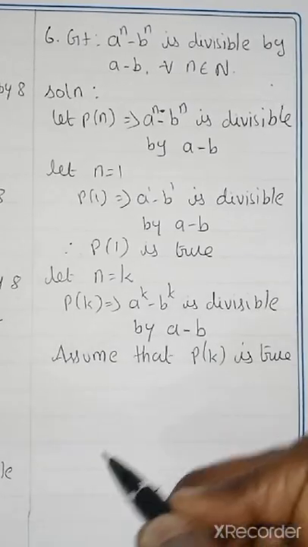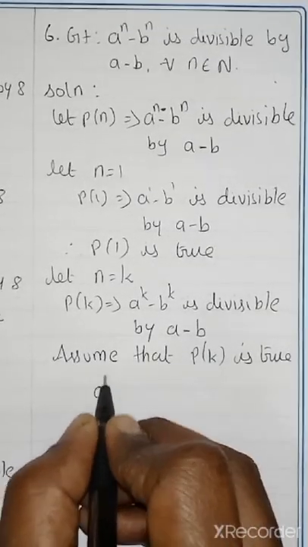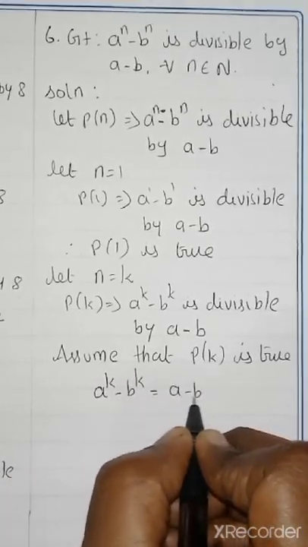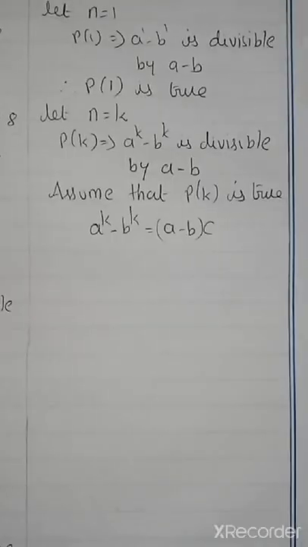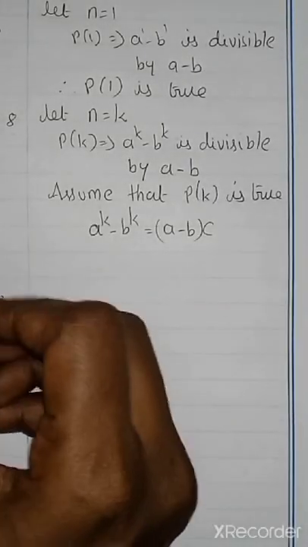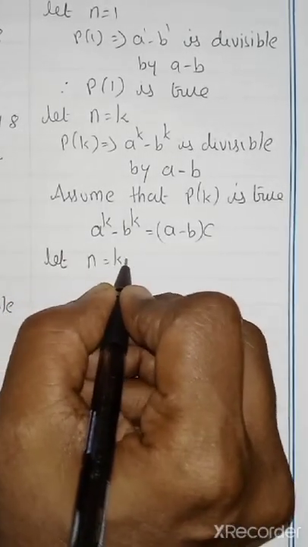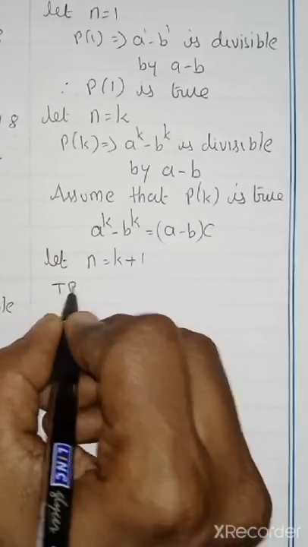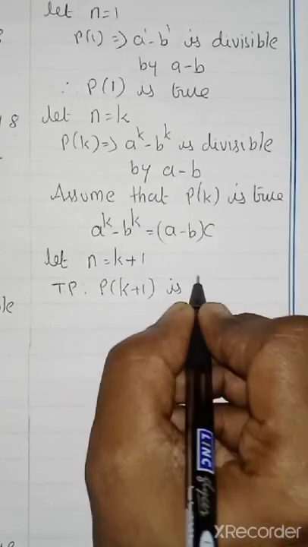This is a statement. If it stays only as a statement, the next step will be a little difficult for us to proceed. So how can we write it? a power k minus b power k is divisible by a minus b into some constant. Okay? So next, we have to take n equal to k plus 1. Correct? So what do we have to prove? We have to prove P of k plus 1 is true.